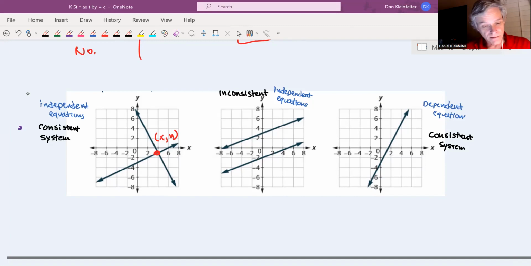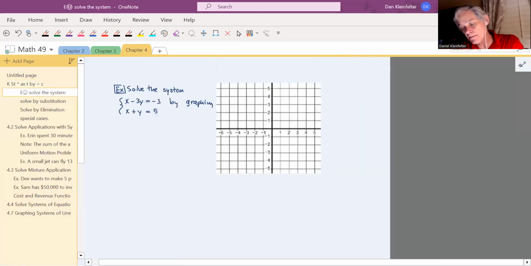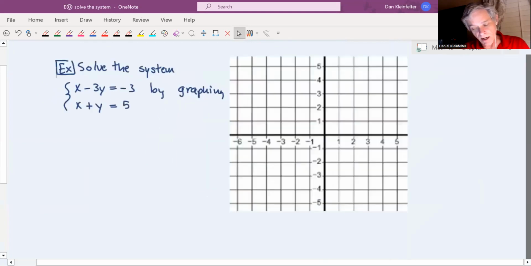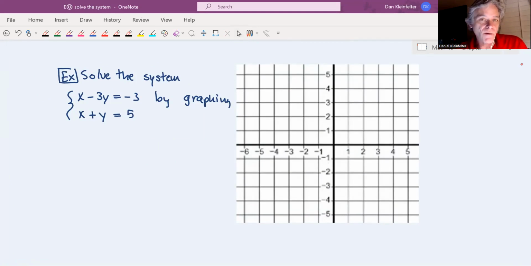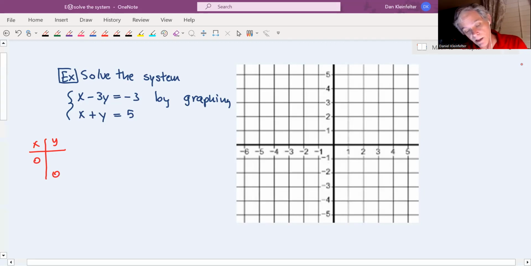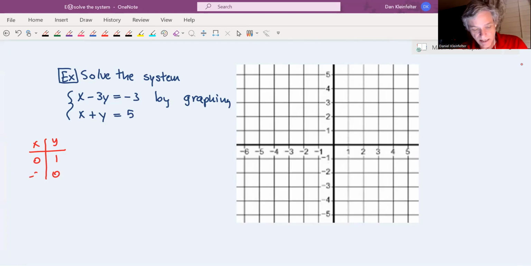One way of solving these systems of equations is by graphing. So you can go ahead and graph the two equations and see what we get. We're going to try that with this one. Here we have x minus 3y is negative 3, and x plus y is 5. Both of these equations are in general form, so I'm going to do this by finding their intercepts. For the first equation, when x is 0, y will be 1. And then when y is 0, x will be negative 3.